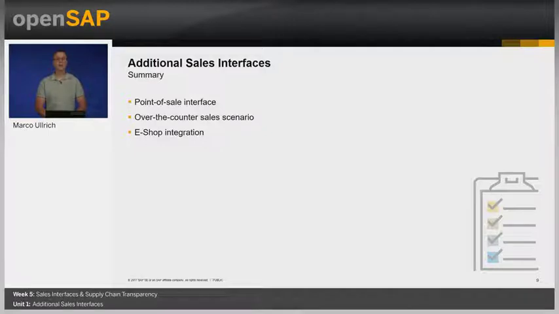We are now at the end of our first unit. We have had a look at some standard capabilities to consume sales orders from external applications. We saw the differences between a point of sales interface and the over-the-counter work center, and we had a look at integration use cases to an e-commerce webshop.